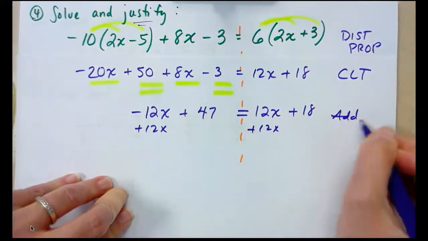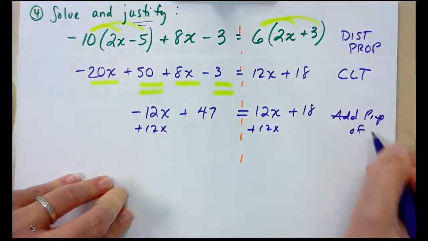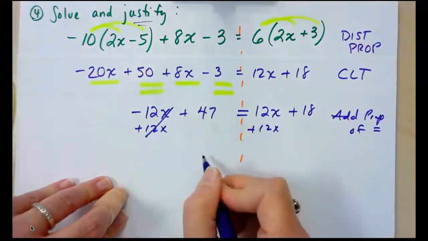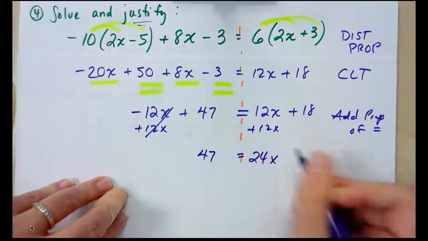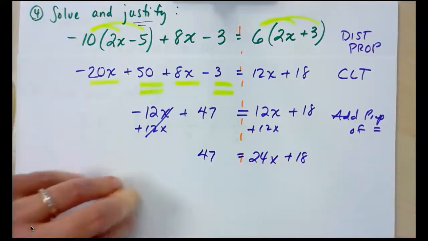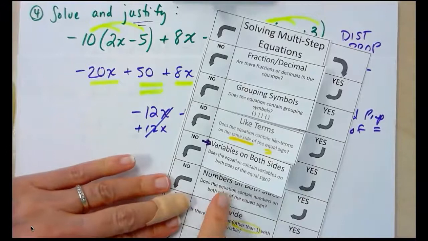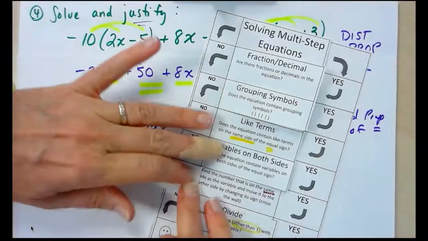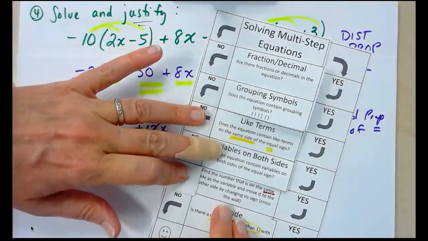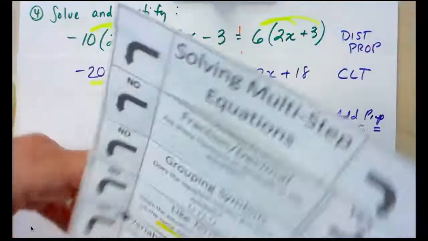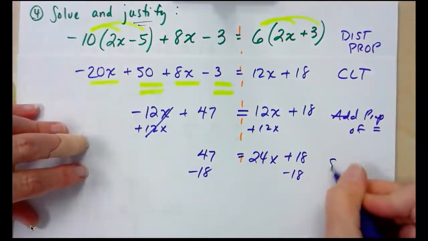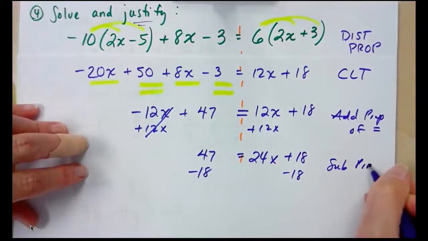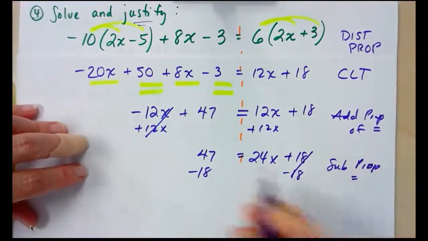That's the addition property of equality. So that gives us 47 equals 24x plus 18. Next, do we have numbers on both sides? Yes. Find the number that is on the same side as the variable and move it to the other side. So minus 18, that's the subtraction property of equality.